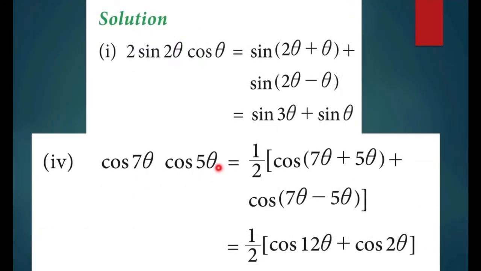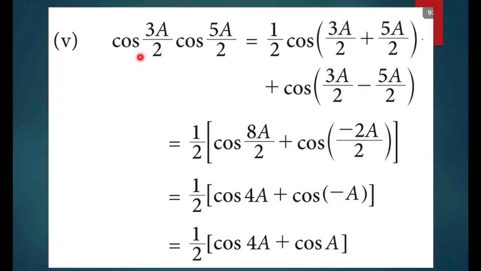Yes. So, 1 by 2 into cos A plus B, 7 theta plus 5 theta, plus cos A minus B. 7 theta plus 5 theta is 12 theta, so it is cos 12 theta. 7 theta minus 5 theta is 2 theta, so cos 2 theta. Cos 7 theta cos 5 theta equal to 1 by 2 into cos 12 theta plus cos 2 theta. We have to check which formula is similar to our trigonometric ratio, whether it is cos, sin, sin cos, and choose the appropriate formula.